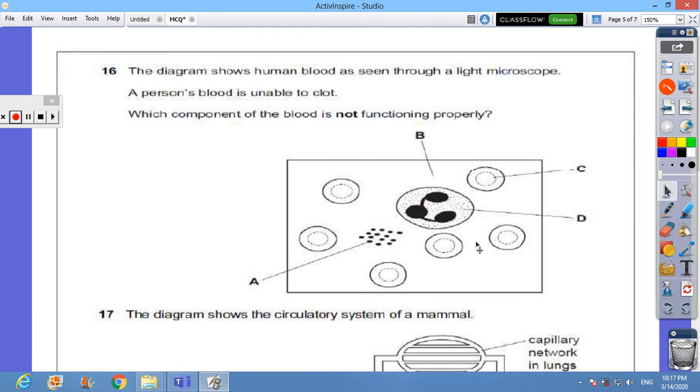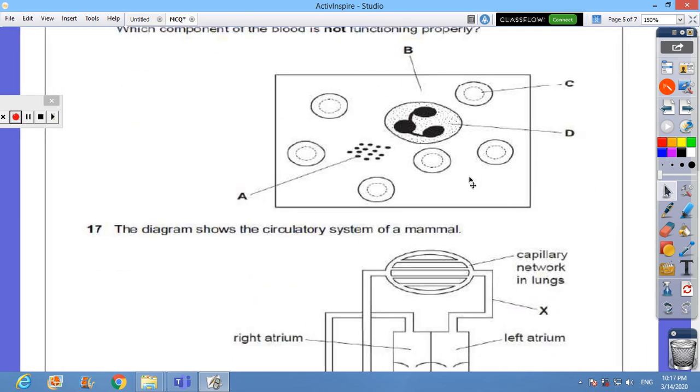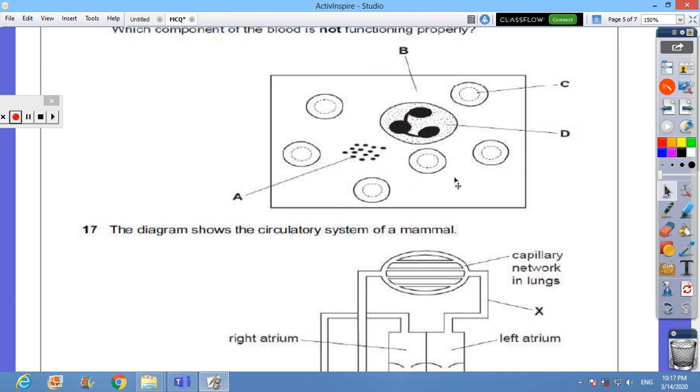The diagram shows the human blood as seen through a light microscope. A person's blood is unable to clot. Which component of the blood is not functioning properly? If the blood is not clotting, which part is not functioning well? This one, the platelets, because the platelets are responsible for blood clots.